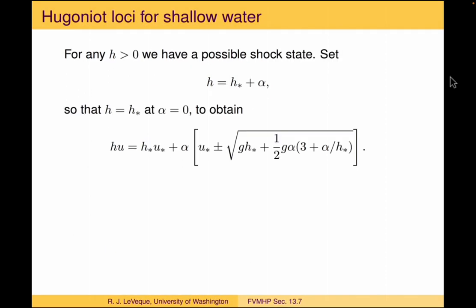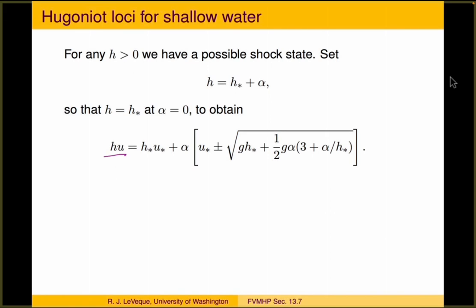If we parameterize these states by saying that H is H star plus some alpha, then as alpha approaches 0, H is approaching H star. And we can rewrite the expression for U and H. We can combine to see that HU is equal to the momentum H star U star at this point we chose, plus alpha times this expression.